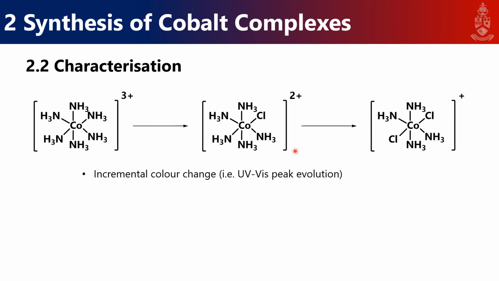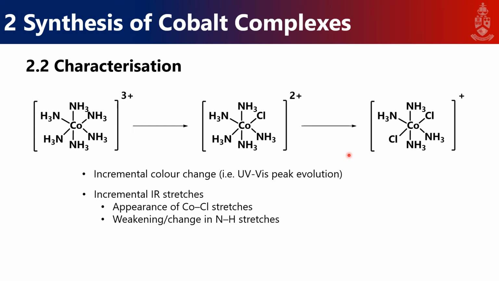So we could have used UV-vis. In other words, this might be a low spin complex, and the more chlorido ligands we have in the inner sphere, the higher spin the complex becomes. In other words, the peak shifts a bit more upfield, more energy intense excitation is required. So you see a difference in the absorption frequency or the absorption wavelength. Differences in IR stretches: we could see the appearance of a cobalt chlorine stretch and the intensification of a cobalt chlorine stretch in the IR spectrum.